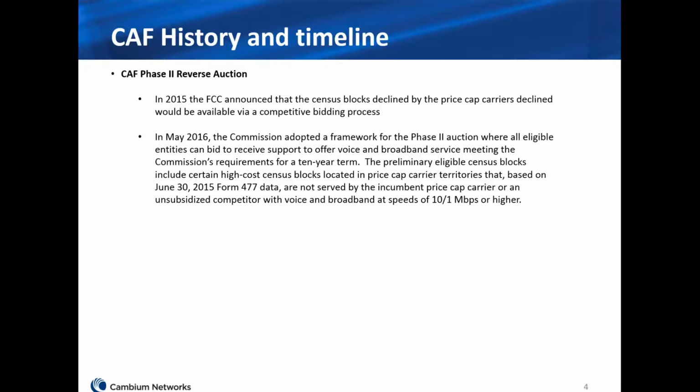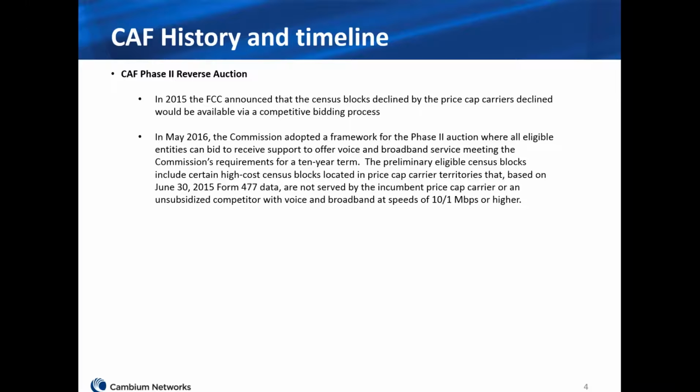So we're here today to talk about the CAF Phase 2 reverse auction. Basically, it takes the census blocks that the price cap carriers refused to serve and puts them in a reverse auction for local service providers that can provide the minimum speeds and the minimum technical requirements laid out in the Further Notice of Proposed Rulemaking.